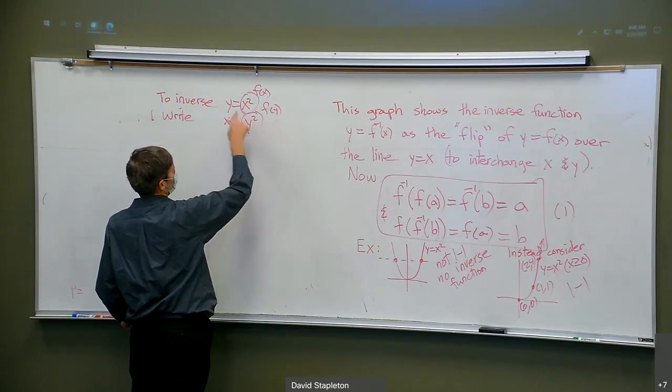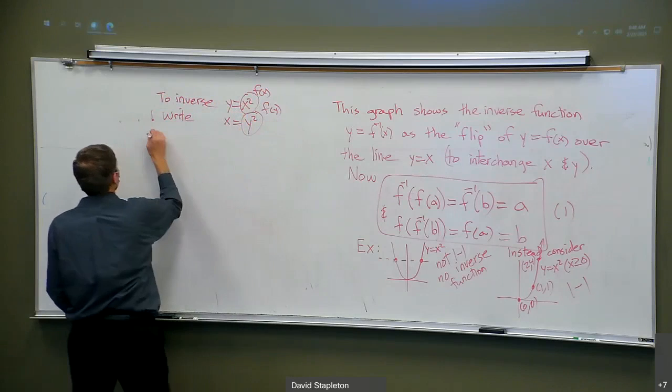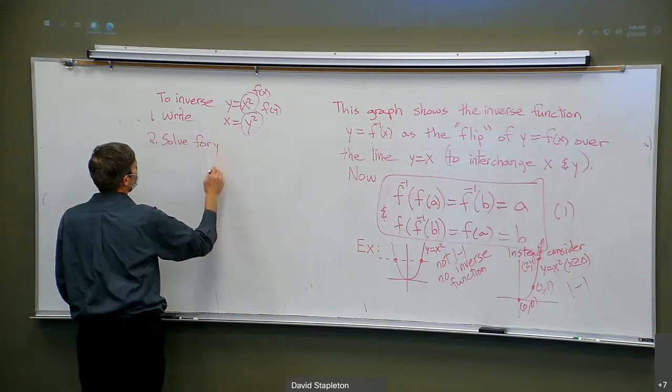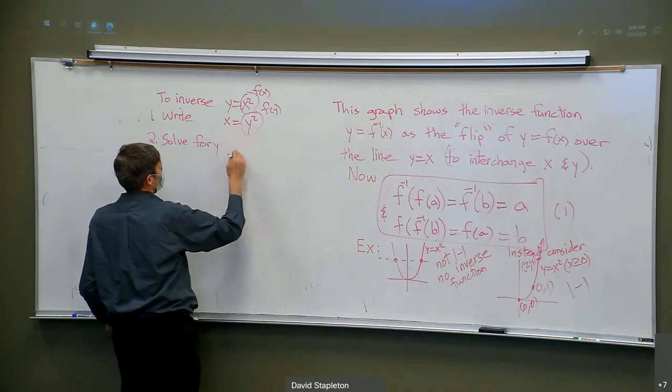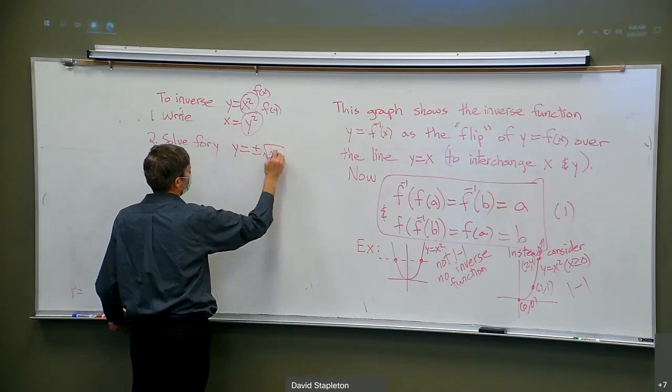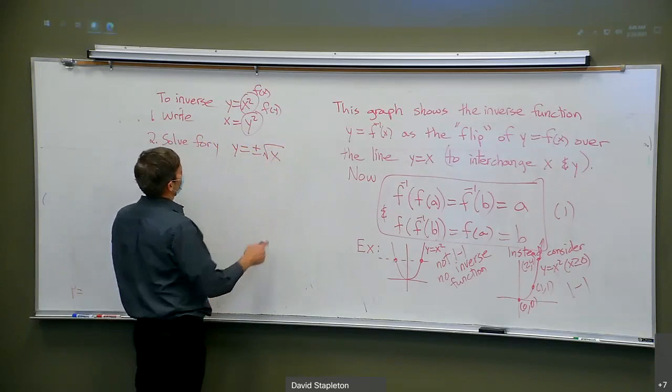Right, x equals f of y instead of y equals f of x, and solve for y. That's how you found inverses. Maybe that looks familiar. Well, I can square root both sides, and I get y equals plus or minus square root x, right? That was the first one we had.